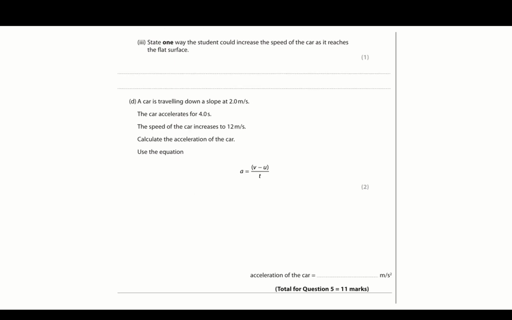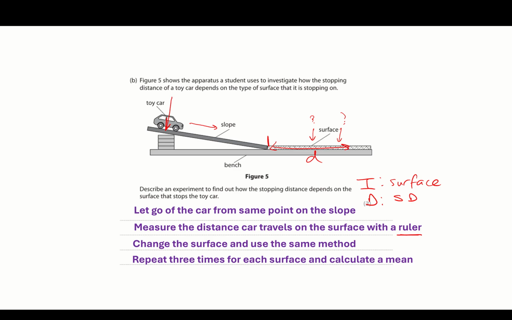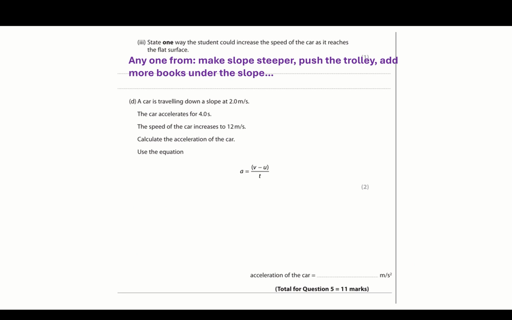The next part: one way the student could increase the speed of the car as it reaches the flat surface. What I could do, if I go back to that, is give the car a push, but that might be a bit too variable. Or I can just increase the height of this ramp. I could add more books underneath, whatever it is they've got under there. So, make the slope steeper, push the trolley, add some more books or more things under the slope.